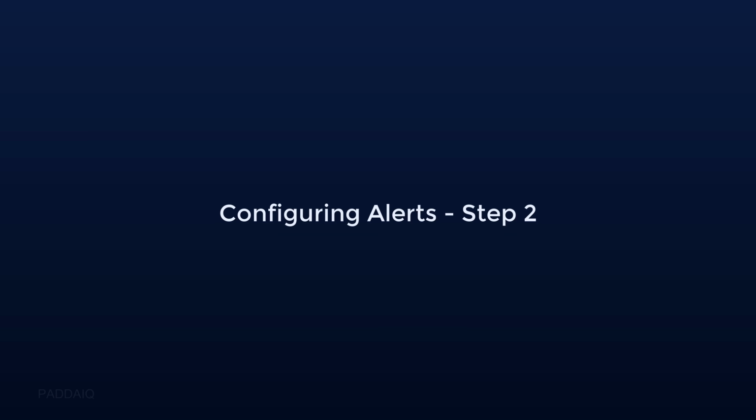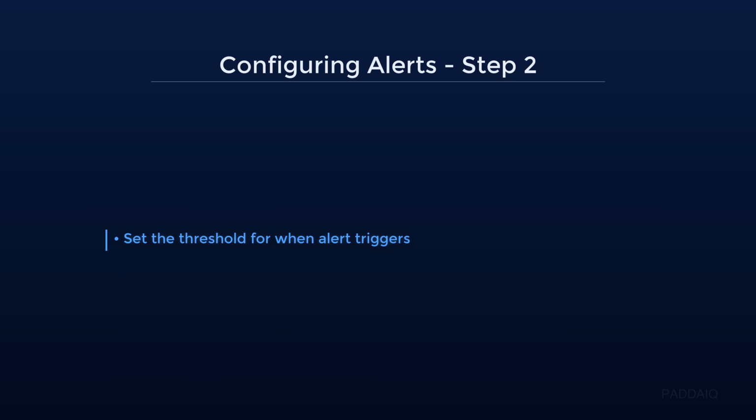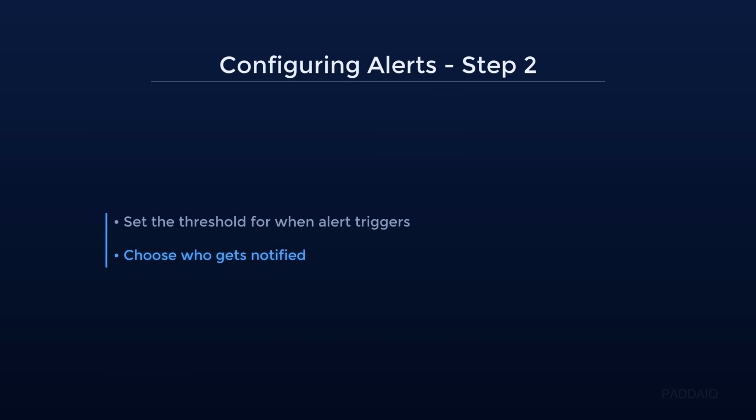Configuring alerts. Step 2. Set the threshold for when the alert triggers. This means defining the exact condition that activates the alert, like a specific number or status. For example, trigger an alert if your application's memory usage exceeds 80%. Properly setting this ensures you are notified of issues at the right moment.